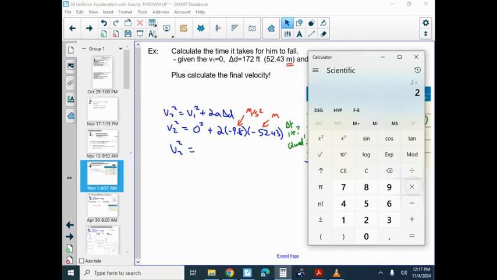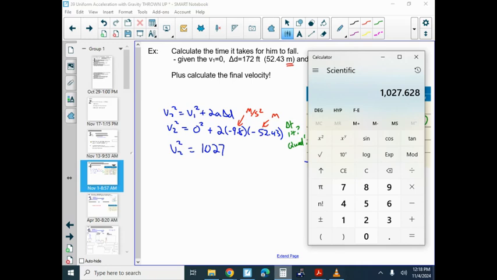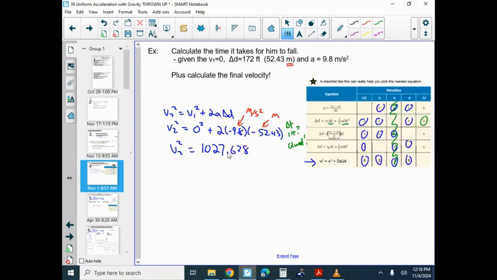So 2 times the 9.8 times the 52.43. I'm not worried about how to do the conversion at this point. Obviously, you could just use Google, or find out what the conversion factor is. But basically, look at it as you're given the 52.43 number. So 1027.628. That's the square of the final velocity.